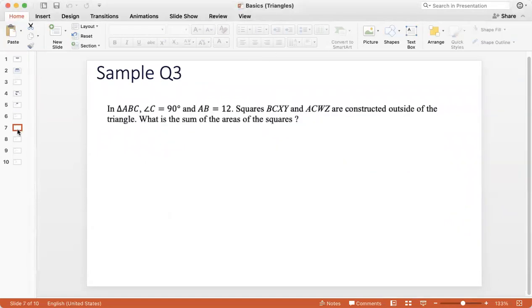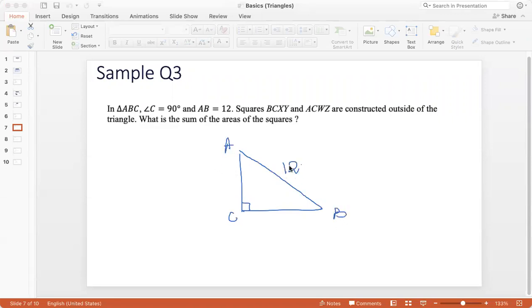Okay. Another sample question. In triangle ABC, angle C is 90 degrees. So angle C is 90 degrees and AB is 12. Squares BCXY and ACWZ, okay, so I'm drawing a square like this, BCXY and ACWZ, are constructed outside of the triangle. What is the sum of the areas of the squares?